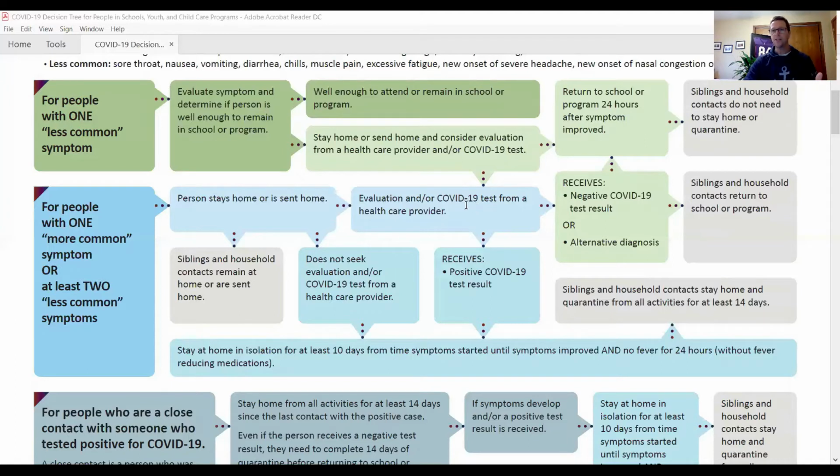If the healthcare provider takes a look and says, you know, Johnny's got a sore throat and a pretty nasty cough, but actually he has strep throat, that explains why he has his symptoms.